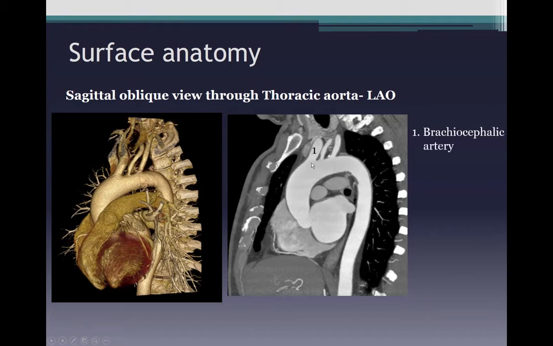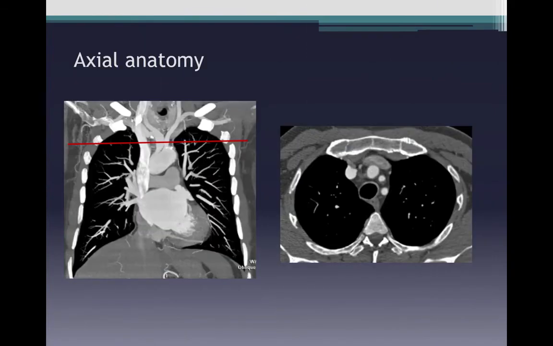We can also see the three branches arising from the aortic arch. The first branch is the brachiocephalic artery, which will divide further into the right common carotid and the right subclavian artery. Second branch is the left common carotid artery, and the third branch is the left subclavian artery. Let us now look at these branches on axial plane.